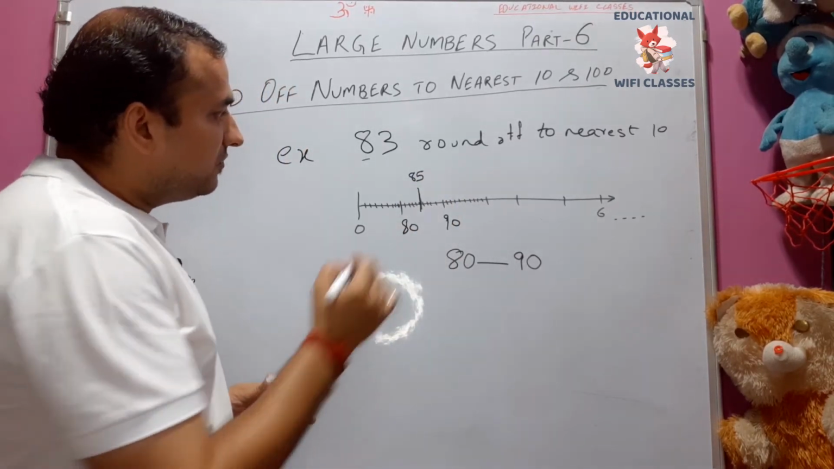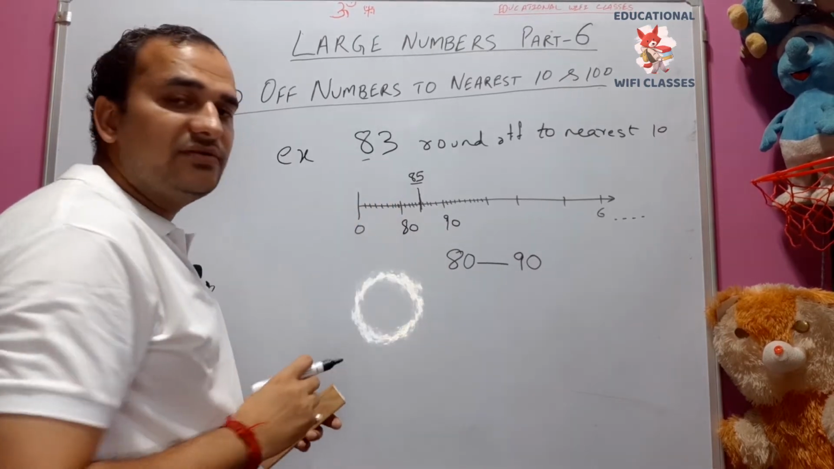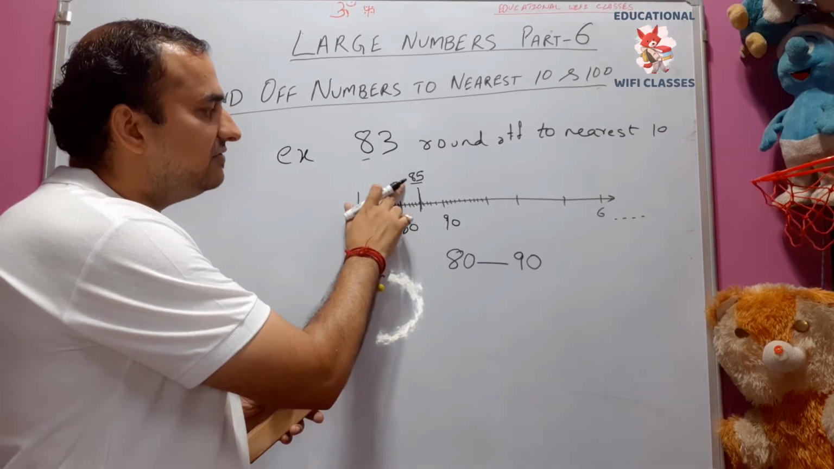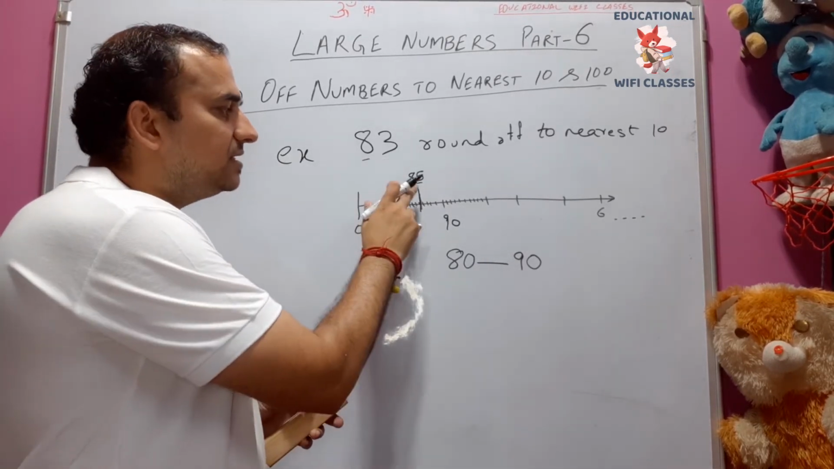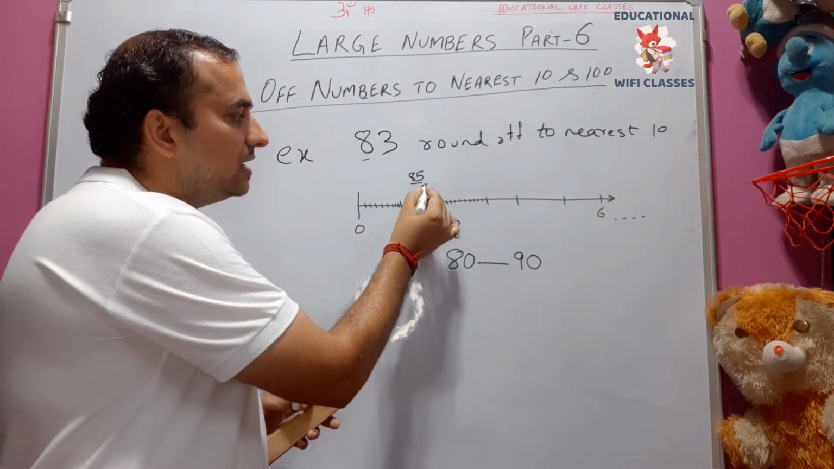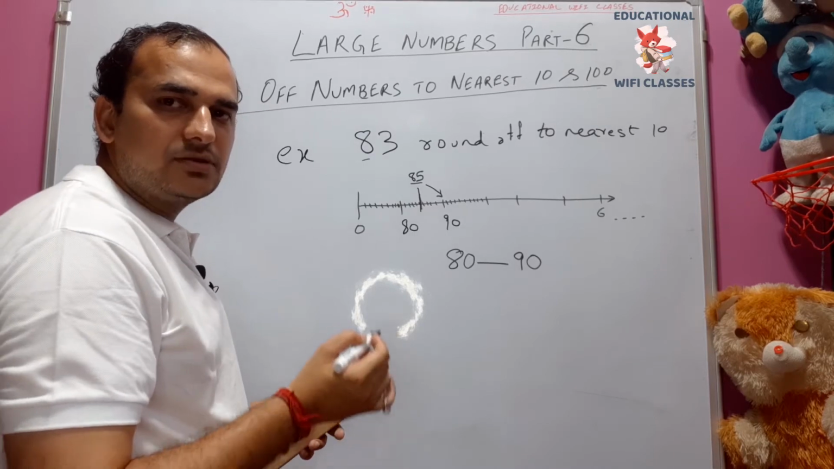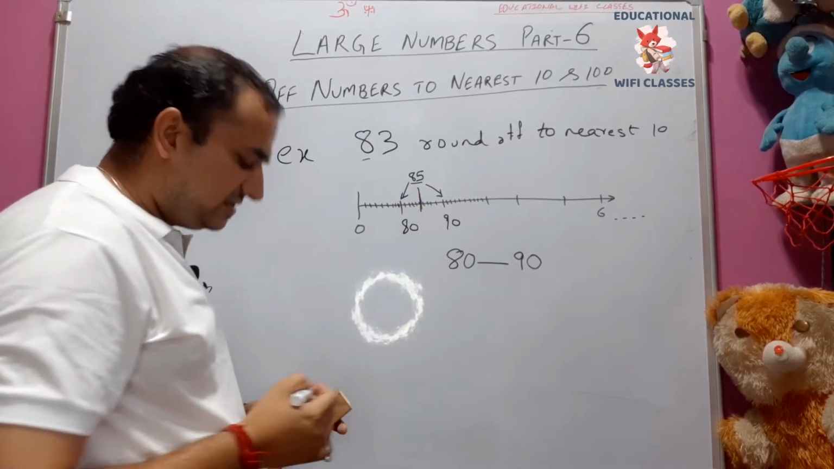So now what are we going to do? We will compare the half of this 2 with our question. Our question was 83. So when we compare 83 with 85, which number is bigger? If our question is bigger than the center number, our number will be rounded off to the next number. But if our question is smaller than the center number, it will be rounded off to the previous number.